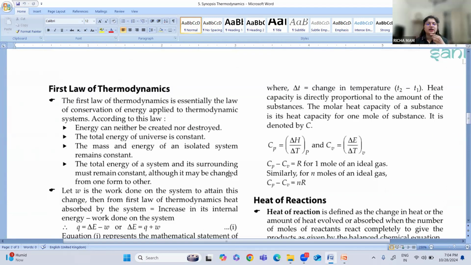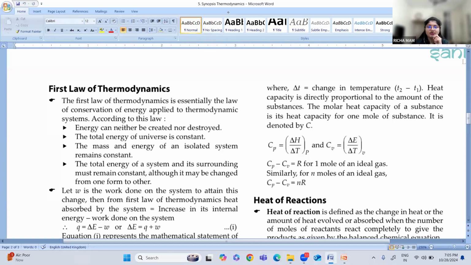Okay. So first law of thermodynamics, let us just read. So what is the first law of thermodynamics? It is based on the conservation of energy. That is, energy can neither be created nor be destroyed. The total energy of the universe is constant. The mass and energy of an isolated system remains constant. The total energy of a system and its surroundings must remain constant, although it may be changed from one form to another. So this is with respect to the first law of thermodynamics.